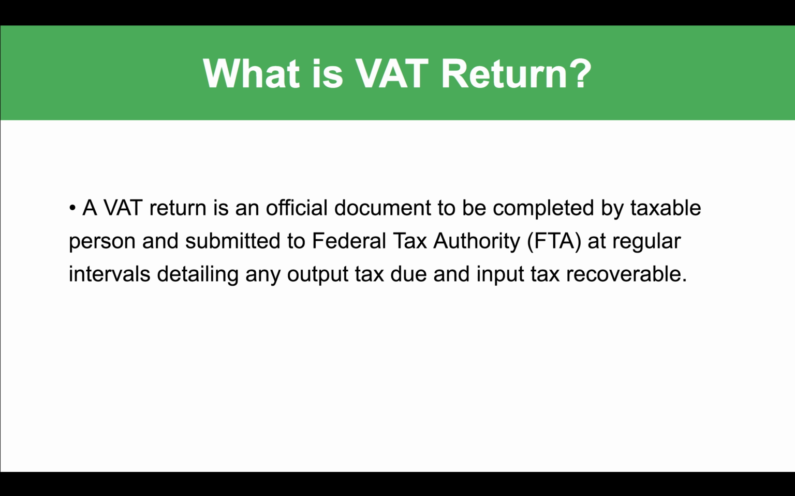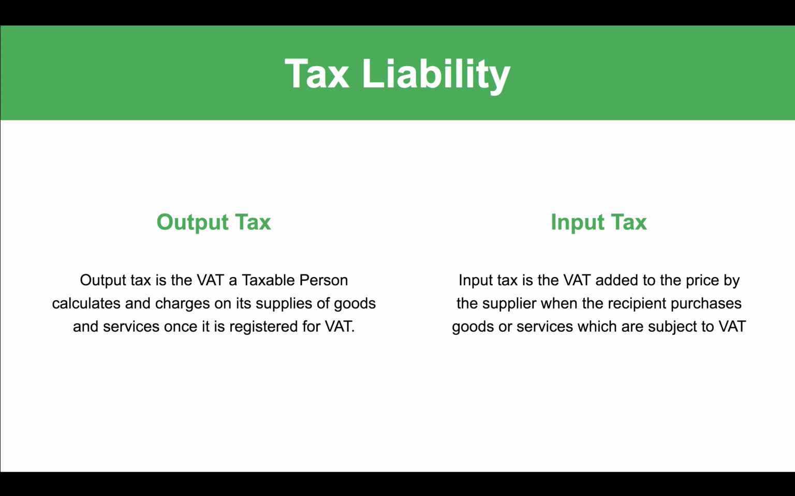A VAT return is an official document that has to be completed by a taxable person and submitted to the Federal Tax Authority at regular intervals, detailing any output tax due and input tax recoverable. What is an output tax? Output tax is the VAT a taxable person calculates and charges on its supplies of goods and services once it is registered for VAT. Input tax is the VAT added to the price by the supplier when the recipient purchases goods or services which are subject to VAT.